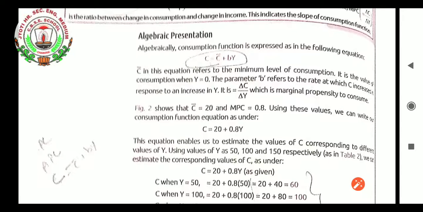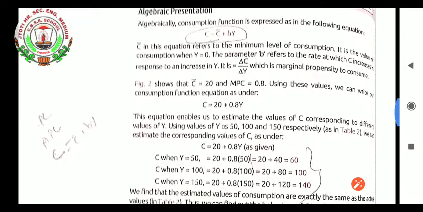It is the value of consumption when Y equals 0. The parameter B refers to the rate at which C increases in response to an increase in Y, that is, change in C upon change in Y. That you have to calculate, and then you will be getting the answer B, that you have to multiply with income Y. It is change in C upon change in Y, which is the marginal propensity to consume.